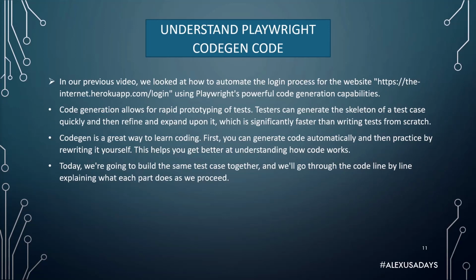Codegen is a great way to learn coding. First, you can generate code automatically and then practice by rewriting it yourself. This helps you get better at understanding how code works. Today we're going to build the same test case together and we'll go through the code line by line, explaining what each part does as we proceed.